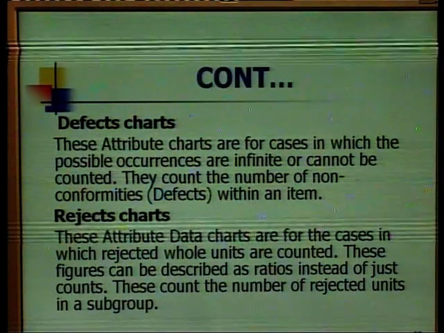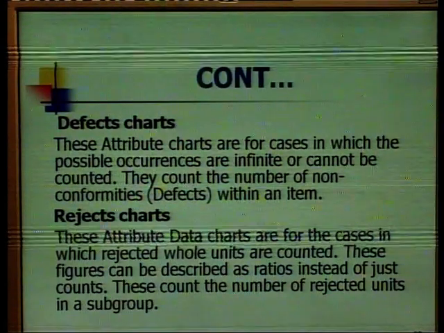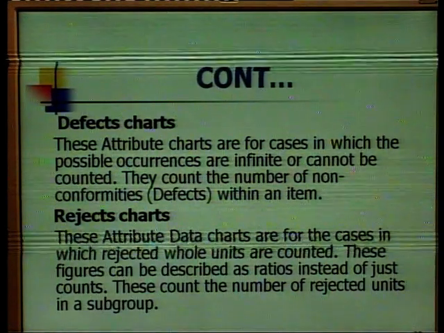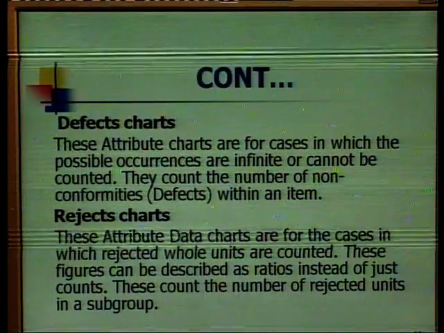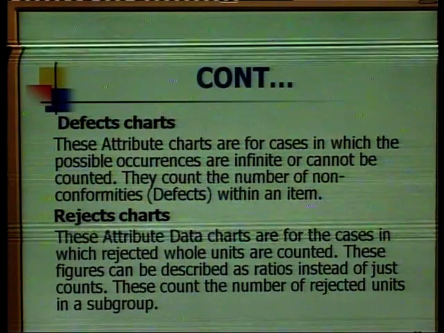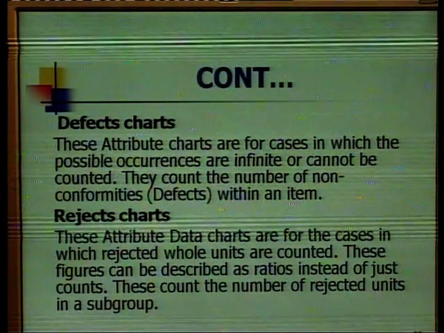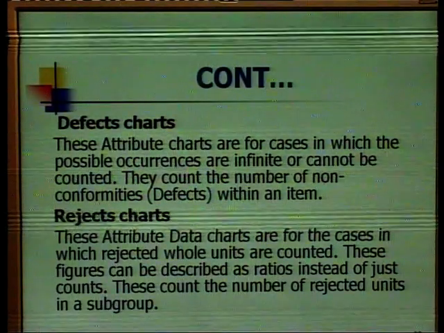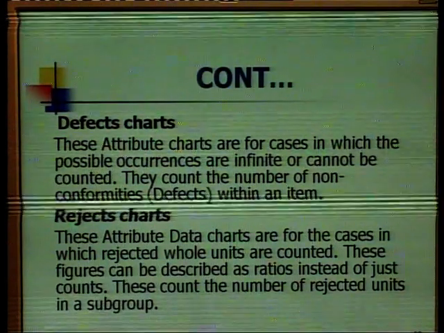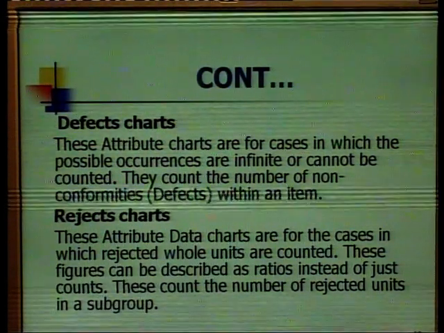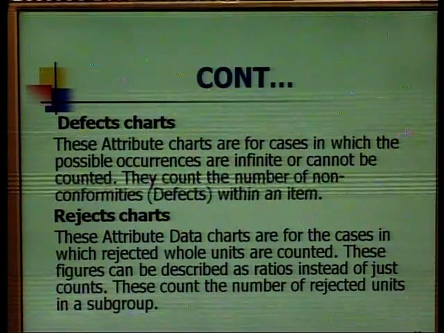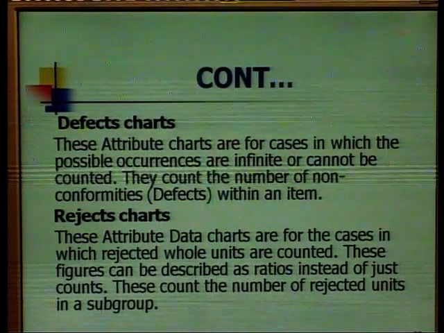Next comes the rejects chart. Now, these attribute data charts are for the cases in which rejected whole units are counted. The first case was when the occurrences are not countable, they are infinite. And the second case, the reject chart, is used when the units can be counted, meaning they are finite. These figures can be described as ratios instead of just counts. These count the number of rejected units in a subgroup.